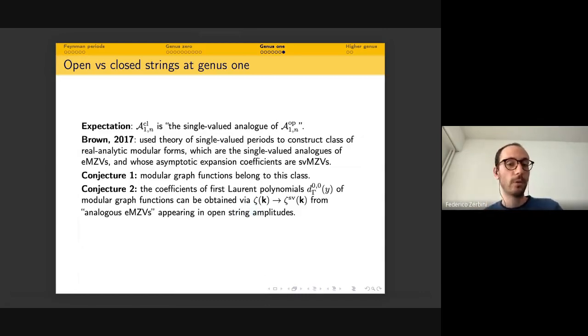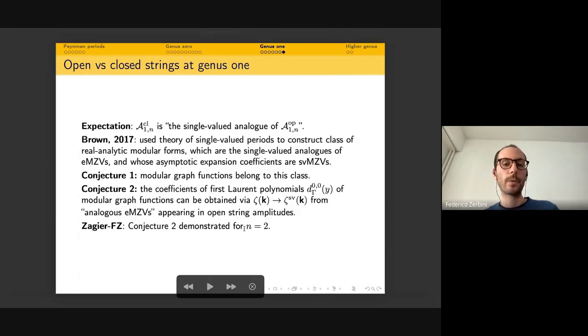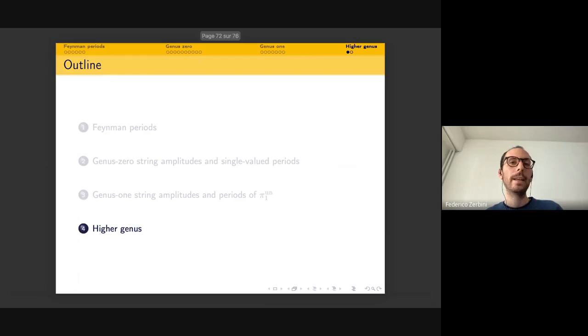So it's an open conjecture also. And with Donzaghir, we proved this conjecture, again, only in the case of graphs with 2 vertices, so these banana graphs. But conjecture 2 is open in general, and conjecture 1 is open in general. And so there are already many open problems in genus 1.